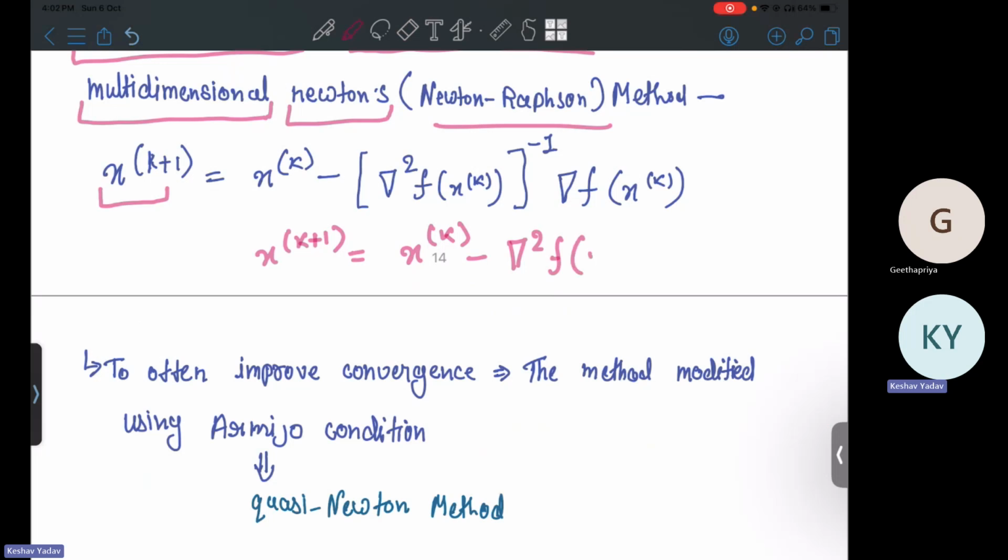Hessian of f at the kth iteration, inverse, multiplied by the gradient of f at xk. Okay, this is the formula.